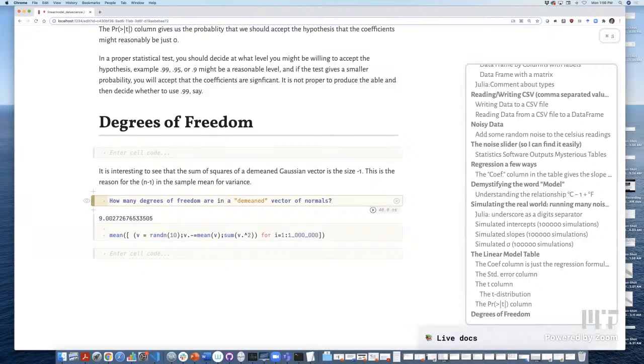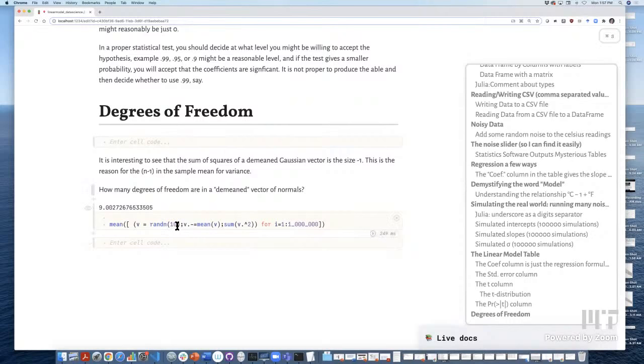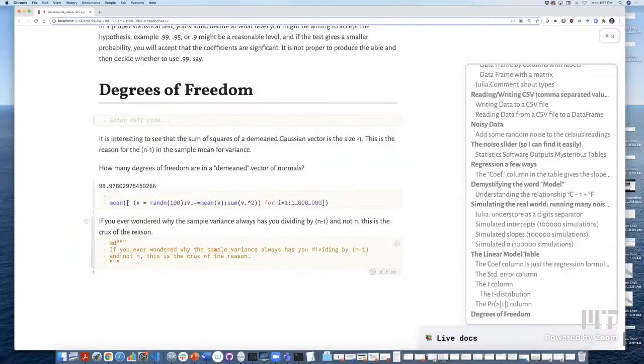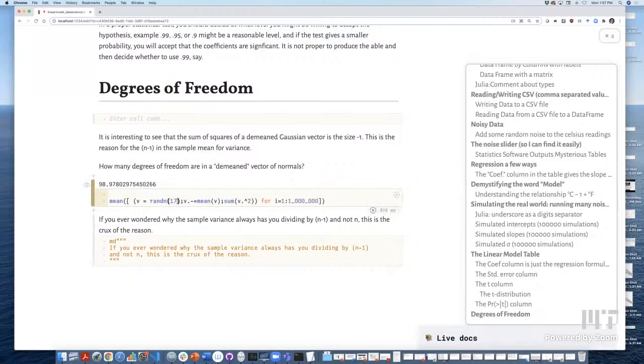I thought I would show you a cool experiment that answers it right away. Here I take 10 normals and I demean it, and I sum the squares. And I did this a million times. And you'll notice for 10, you get 9, right? Let's see what the pattern is. Let's do it for 5, you get 4. For 100, you get 99-ish. And so my point here is, if you ever wondered why the sample variance always has you dividing by n minus 1, and not n, this is the crux of the reason. I'll leave it a little bit mysterious, but it's this n minus 1 that you get. Let's do 17, we should get about 16. This is the reason, because in the end, one of the degrees of freedom gets absorbed into the data, and then this is the amount that gets left in the variance.